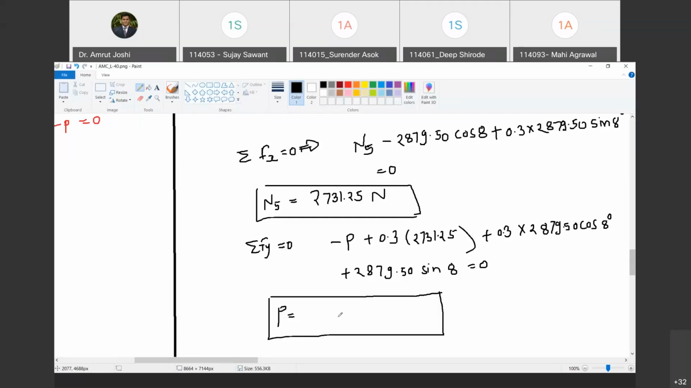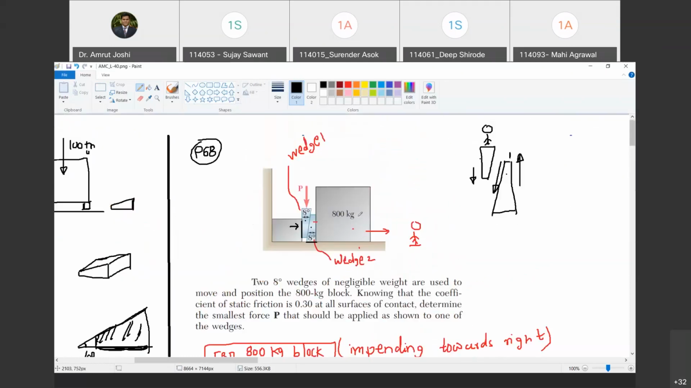2075.56 Newton, right? Yes, sir. So this is the P at which this block will start moving down.